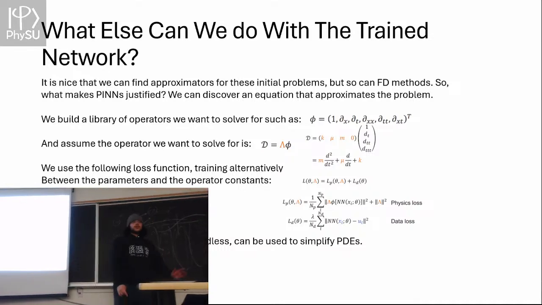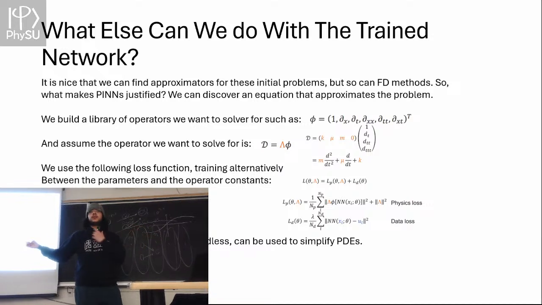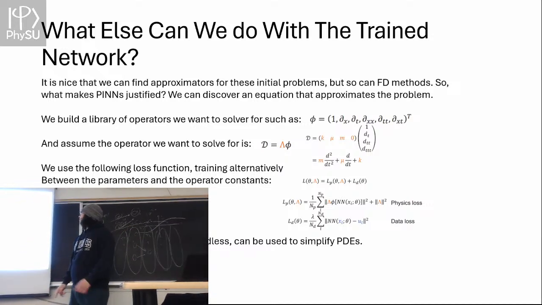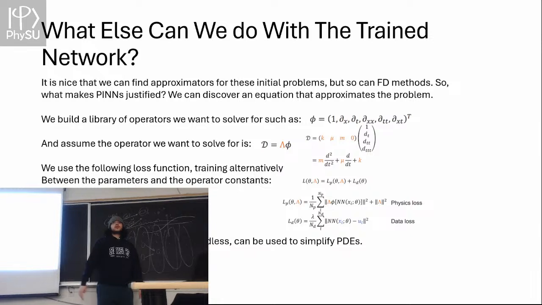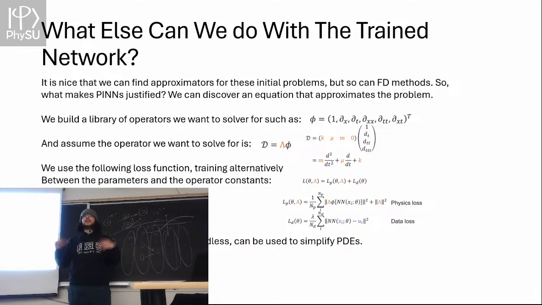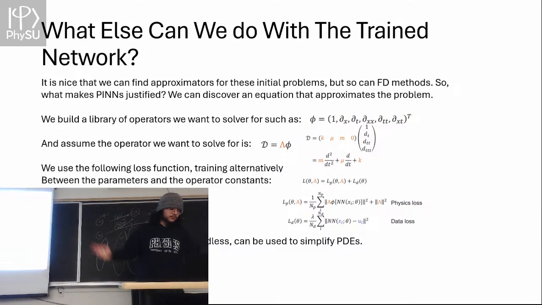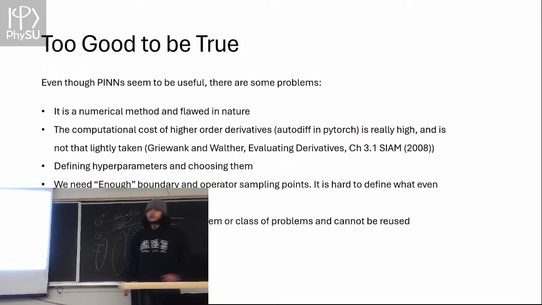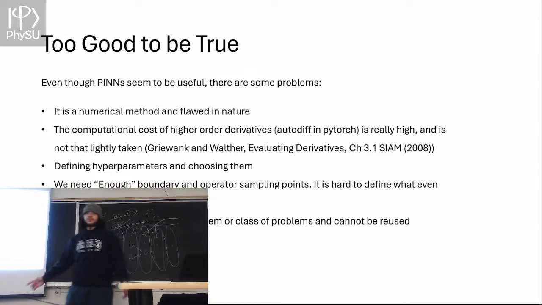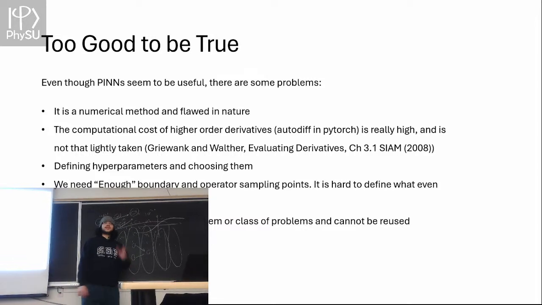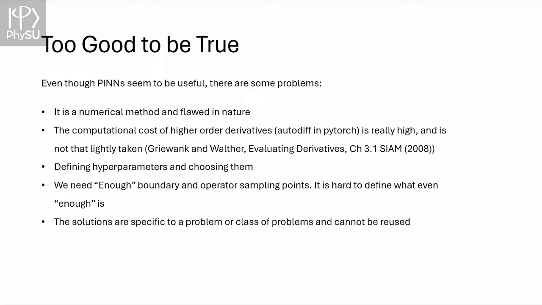So starting from an unknown PDE, given some initial conditions, a PINN allows you to find some solutions for that PDE, which is pretty cool, right? So that's literally what happens. So it is obviously too good to be true, right? Like there has to be something wrong with this. And yes, there is something wrong.